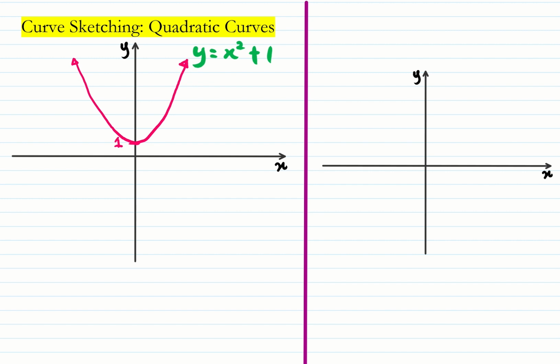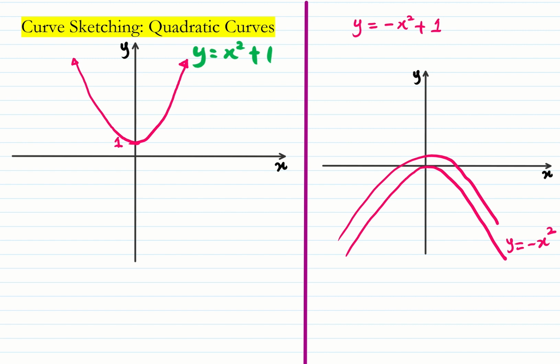What if we had y equals negative x squared plus 1? Well, remember that y equals negative x squared goes this way. This is y equals negative x squared. But because there's a plus 1, you just lift it up 1 more unit that way so that it crosses y equals 1. You literally just lift it up. Well, I've not drawn that very well, but hopefully you can see what I'm trying to achieve.